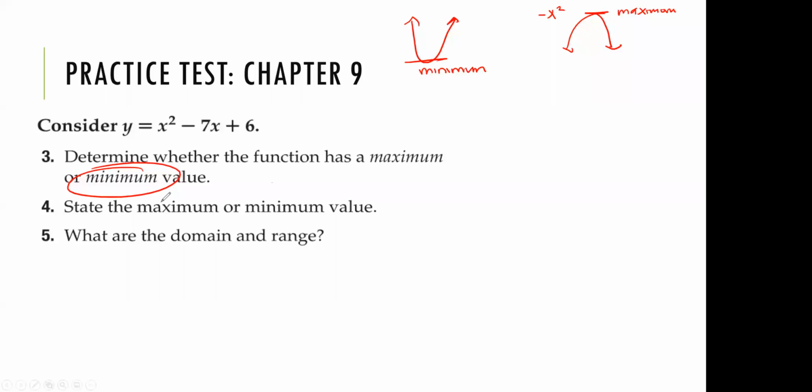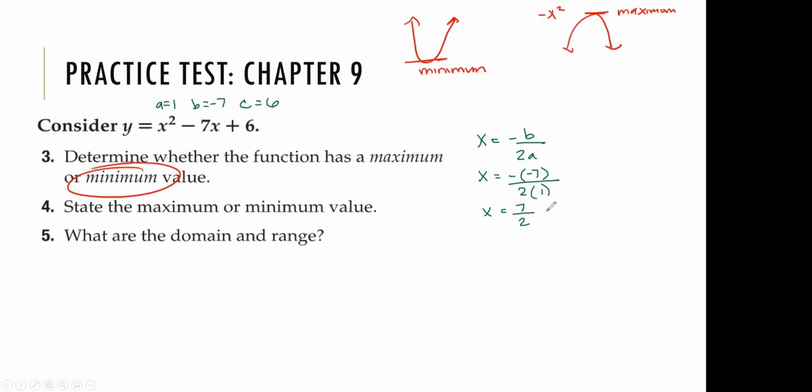Then it says to state the maximum or minimum value. So I need to find the vertex, okay? So again, I'm going to use this x equals negative b over 2a. So x equals, here a is 1, b is negative 7, and c is positive 6. So negative b, which is negative 7, over 2 times a, which is 1. So negative times negative is positive, and 2 times 1 is 2.